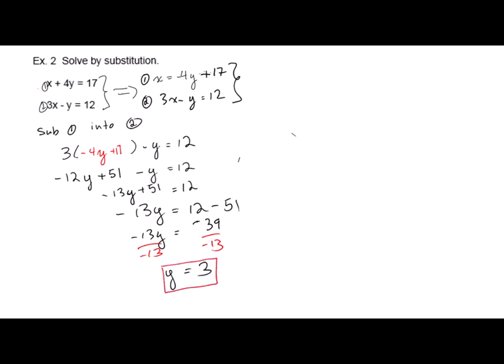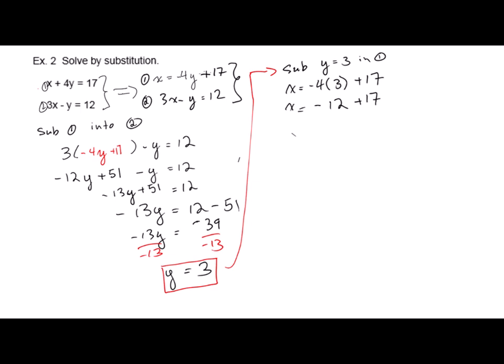Then what I want you to do is go and substitute, back substitute we call it, into the original equation for 1. So we're going to substitute y is equal to 3 into equation 1. And we have x is equal to negative 4 bracket 3 plus 17, which ends up being negative 12 plus 17. So now x in the end is going to be just 5.